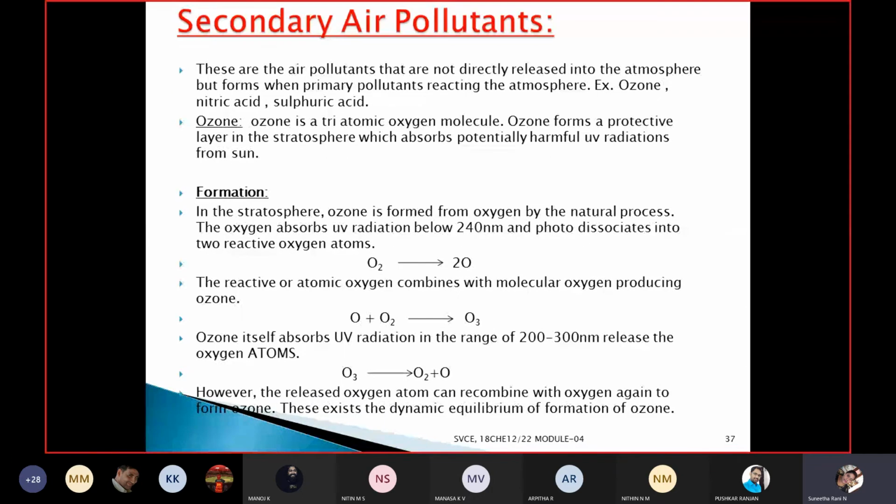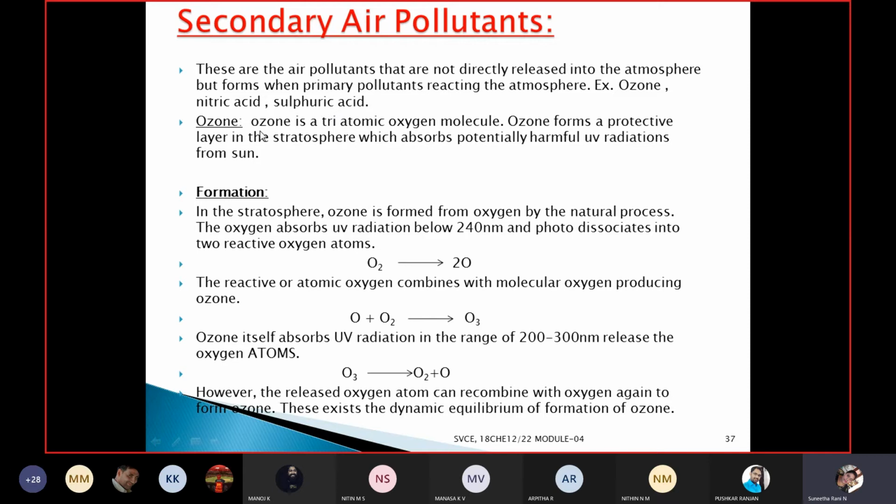So the next is secondary air pollutants. As its name signifies, they are not directly liberated into the atmosphere as pollutants. They are derived from the primary pollutants. When primary pollutants react with the atmosphere, the secondary air pollutants are released. Examples: ozone, which is not a direct pollutant; nitric acid is not a direct pollutant; sulfuric acid is not a direct pollutant. They are all derived from the primary pollutants when they react with the atmosphere.